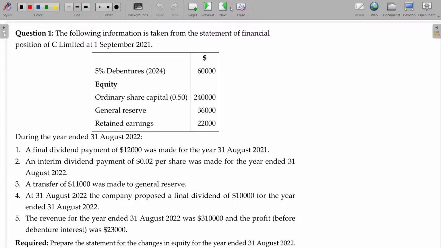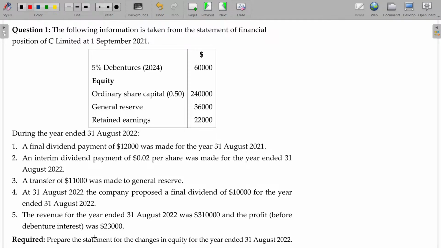From this question number 1, prepare a statement of changes in equity. What are the things there? Ordinary share capital, general reserve, retained earnings. These are the three things we have. We'll start with that: share capital, and general reserve, and then retained earnings. Collectively, we can have one more column for total.